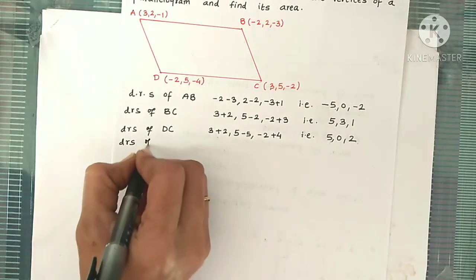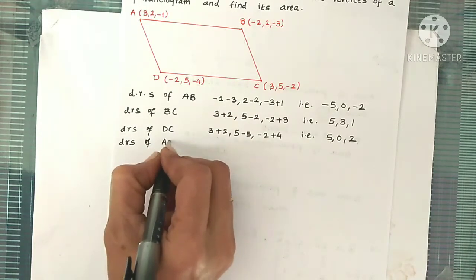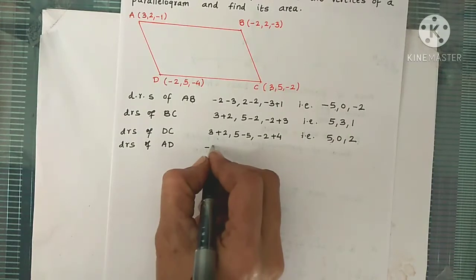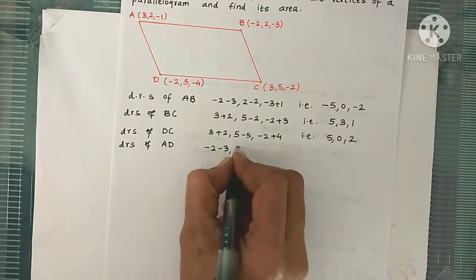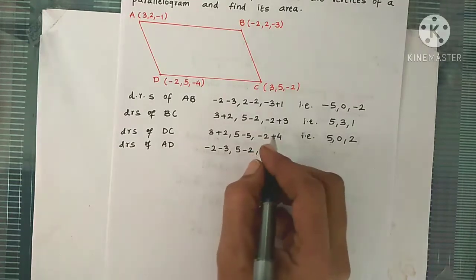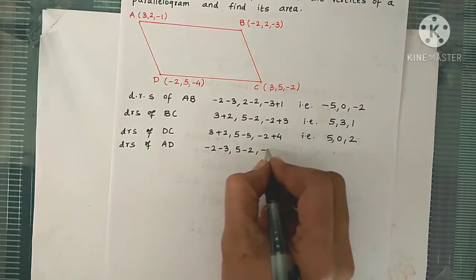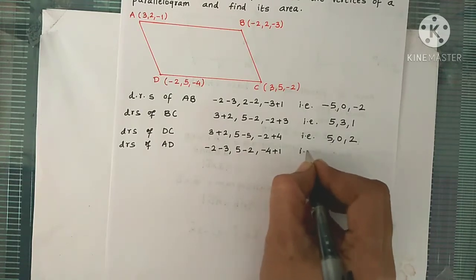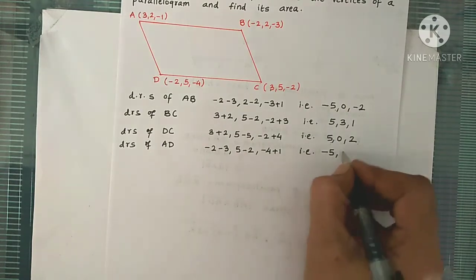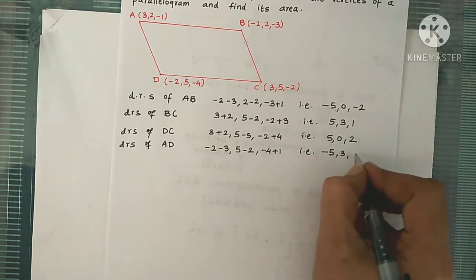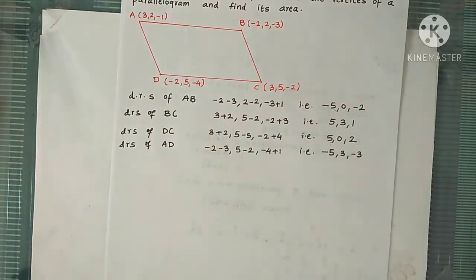Now direction ratios of the remaining side, AD: D bar minus A bar. So it is -2 minus 3, 5 minus 2, and -4 minus (-1)... so that is -5, 5 minus 2 is 3, -4 plus 1 is -3. So here the direction ratios of BC and AD are not proportional. So these two lines BC and AD are not parallel.